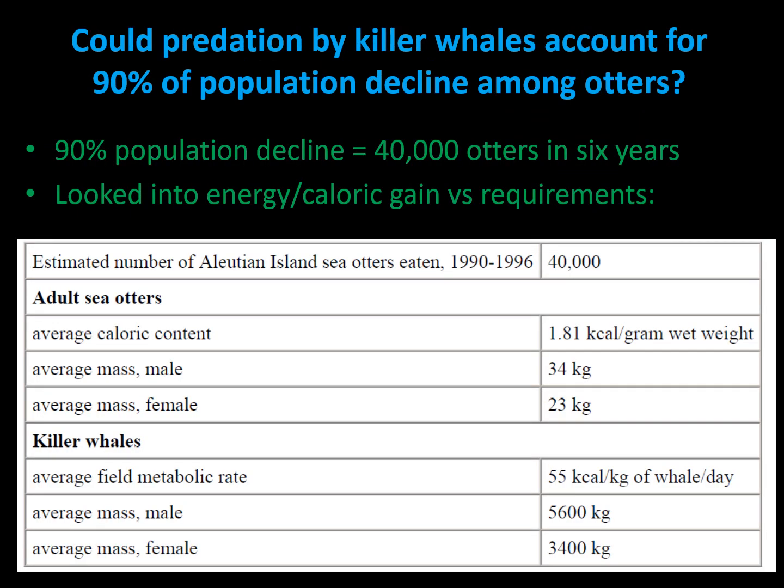Now take a look at this diagram, the table you see over here. It tells you the very conservative estimates of energetics and body mass of sea otters and killer whales. Now I'm going to give you a warning regarding the killer whale weights and biomass provided here. Those are very conservative, minimal possible estimates.